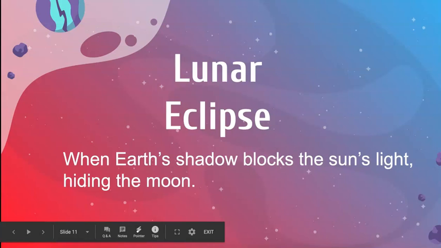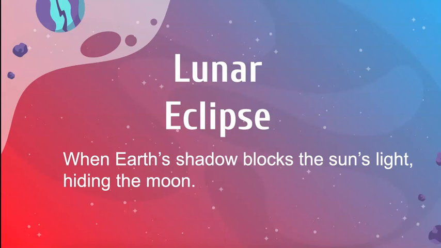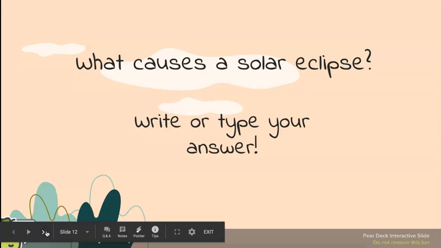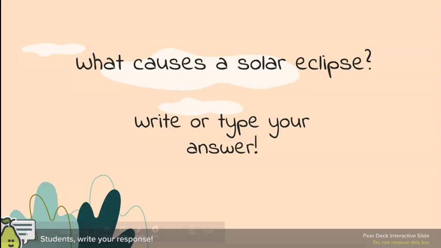And a lunar eclipse is when Earth's shadow blocks the sun's light, hiding the moon. Okay, so what causes a solar eclipse? Go ahead and write your answer. You can do so either in your notebook or on Pear Deck.